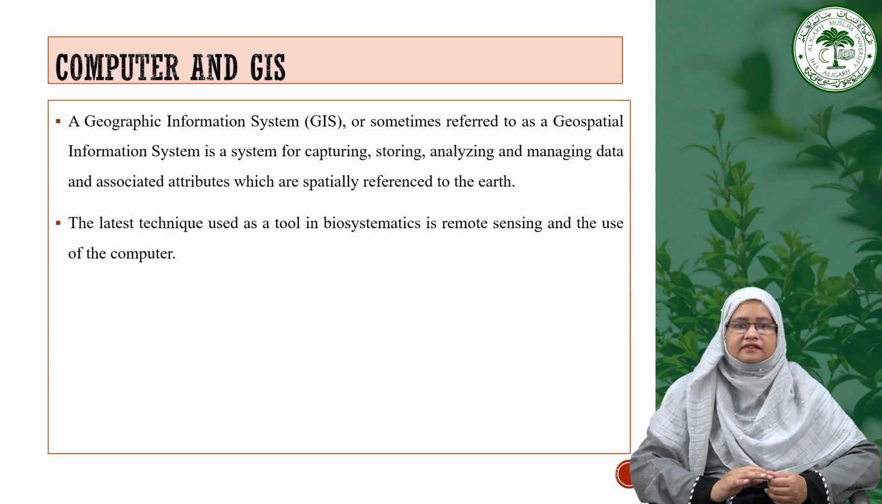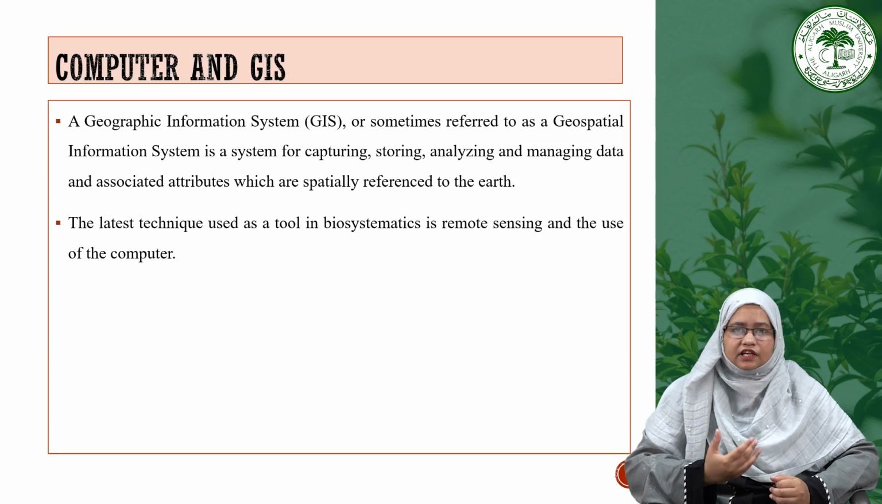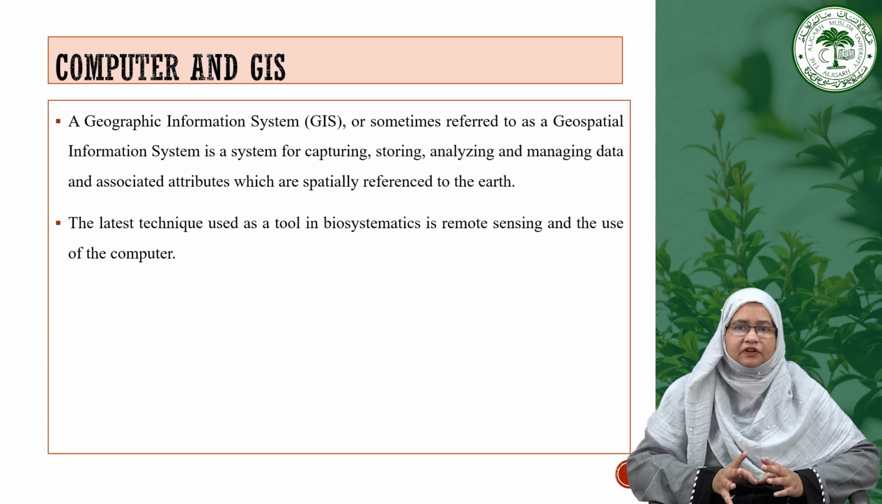Then lastly, the computer and GIS. A geographical information system, or sometimes referred to as a geospatial information system, is a system of capturing, storing, analyzing and managing data associated with attributes, especially with reference to the earth. It is a very new and important technique, because as the name indicates, it is a geographical information system. With this we can capture the habitat, or particularly we can identify the plant from its habitat.